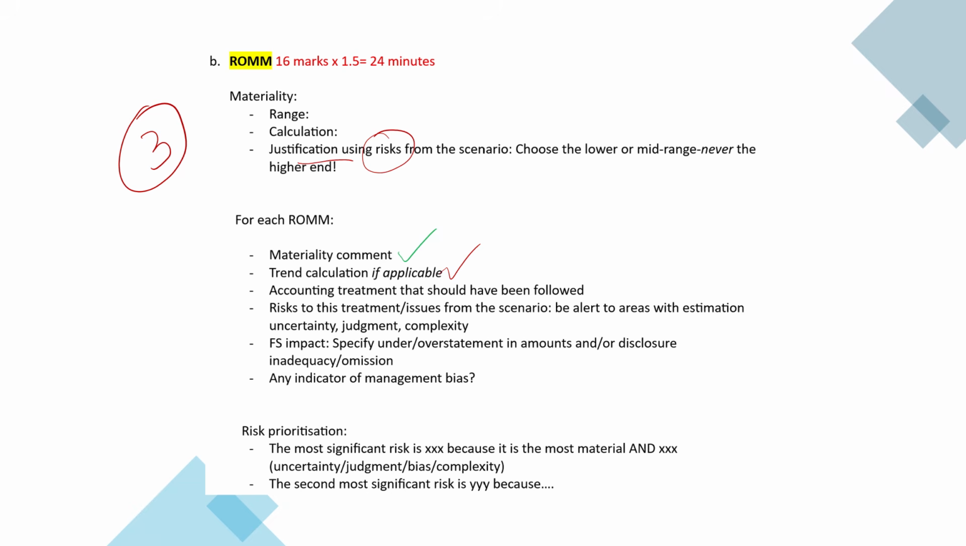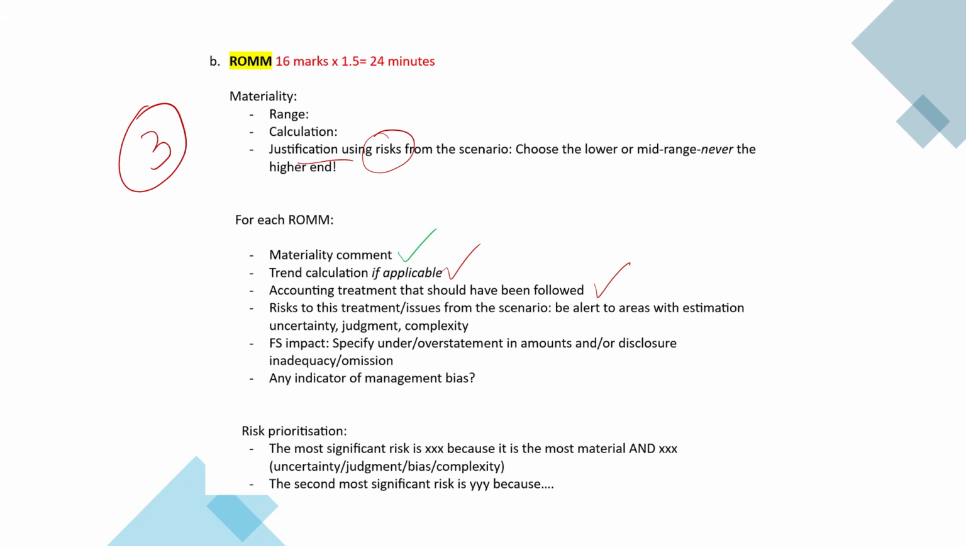So that correct calculation of a trend or a relevant ratio is going to get you half a mark for calculation. So you can get around 2 to 3 marks in question number 1 for using calculations which are relevant to the risks being assessed. The next part is very important.